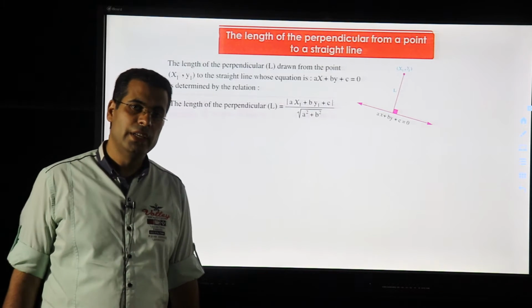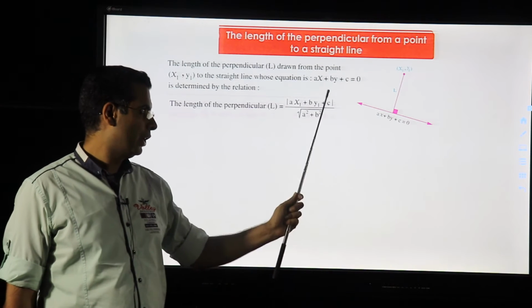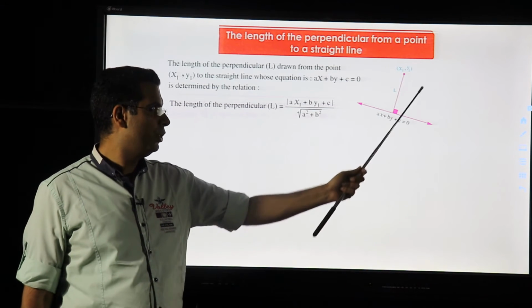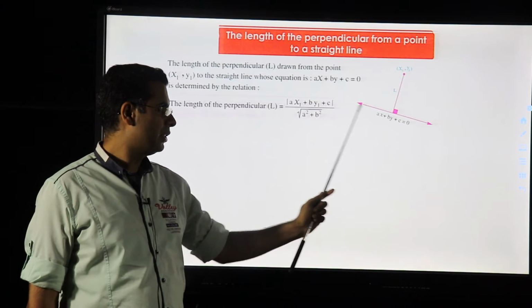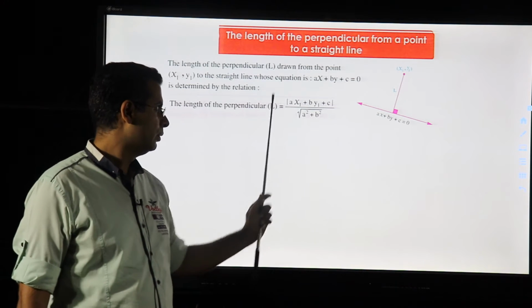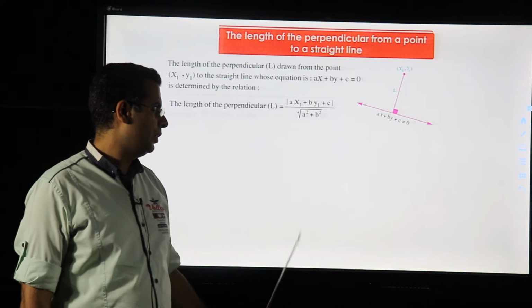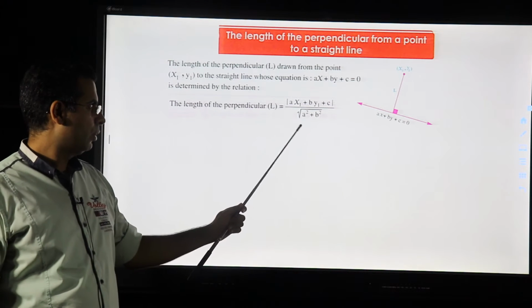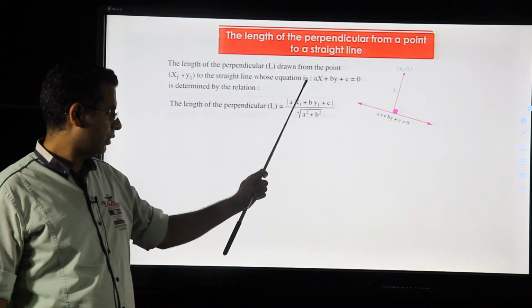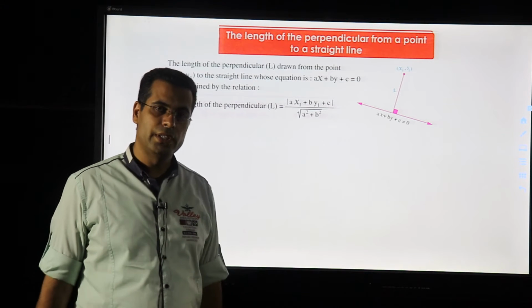The second lesson is the length of the perpendicular from a point to a straight line. We have a straight line and a point. We want to find the length between this point and the straight line by using this rule: absolute value of ax1 plus by1 plus c, all over square root of a power 2 plus b power 2. And a and b are the coefficients of x and y, as I mentioned in the example.